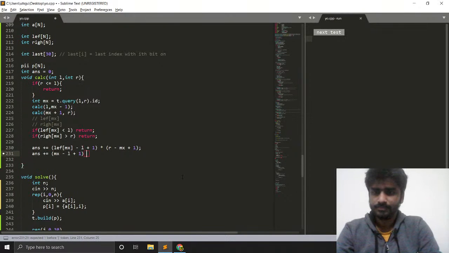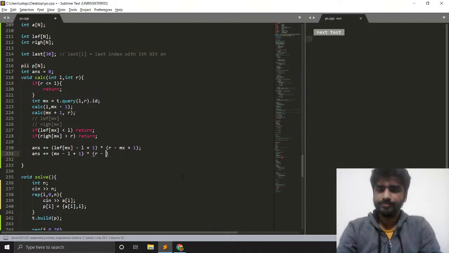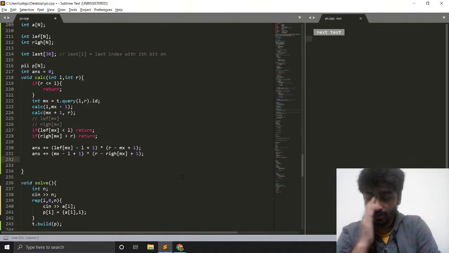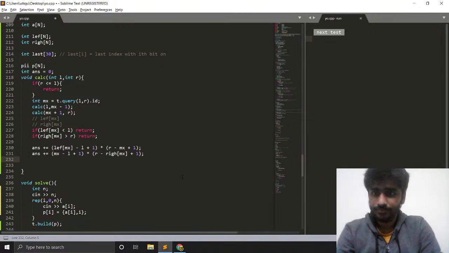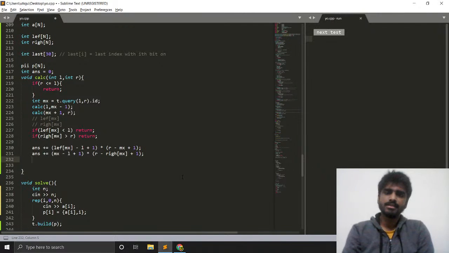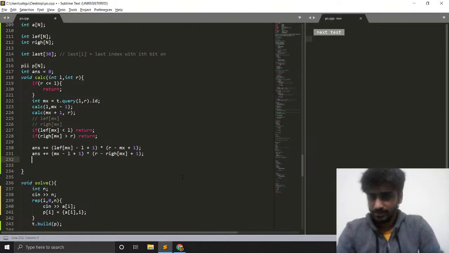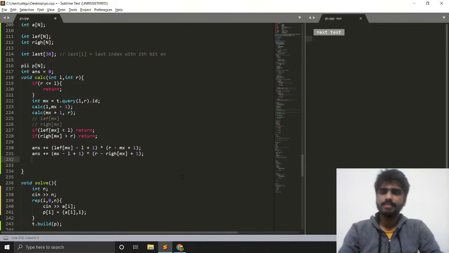Okay, R minus... Okay, yes, but I think I've overcounted a few intervals. I've overcounted the ones in which both L and R are covered, right? Yeah, I've overcounted them, so I think I need to subtract them.